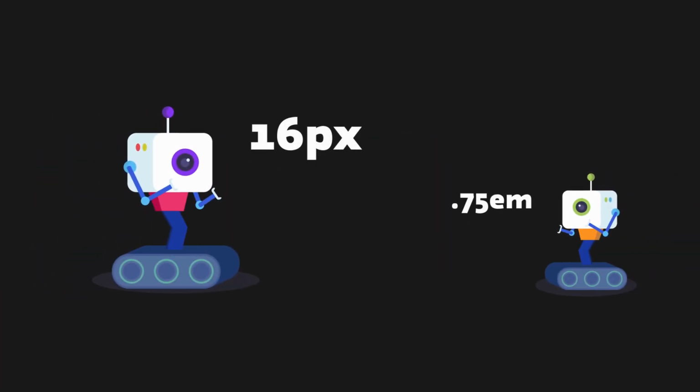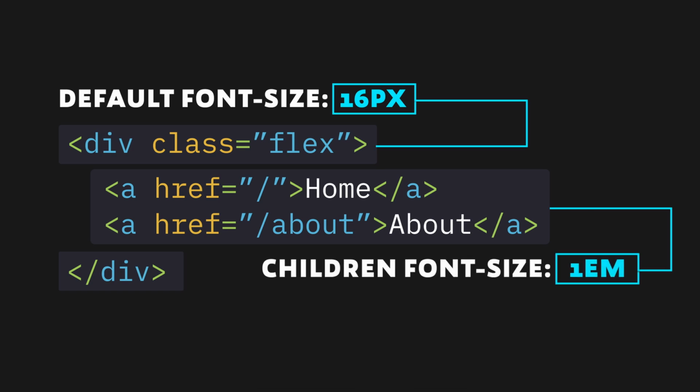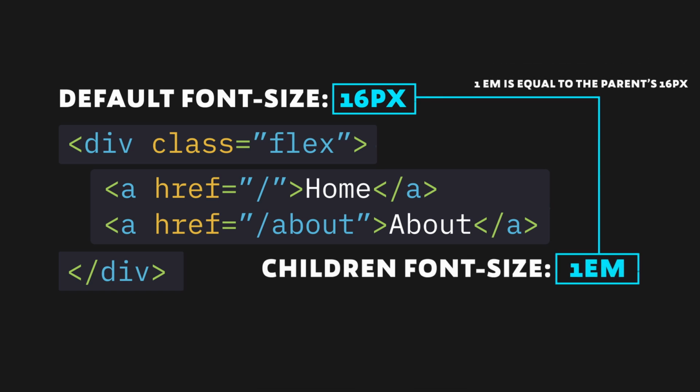An mUnit determines how large something is relative to its parent container's font size. For instance, by default, most HTML tags start off with a font size of 16 pixels. Using an mUnit, we can say that 1m is equal to a parent div's default of 16 pixels.